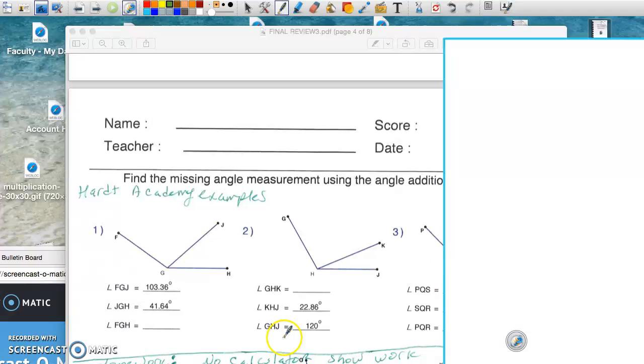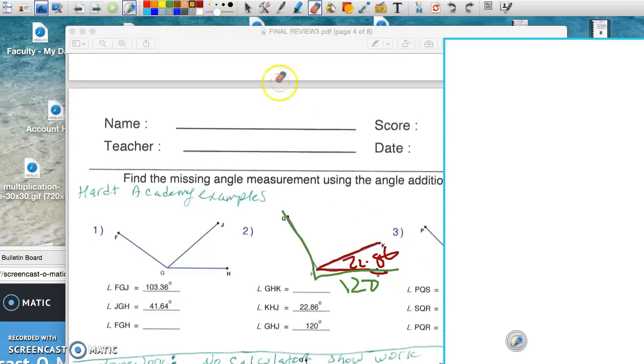Now let's take a look at the next one. Because as you can see, the angle that's missing is in a different location. Let's take a look at what we do have. This time, we have angle KHJ. Angle KHJ is 22.86. And this time, the entire angle is 120 degrees. So how much is this angle?